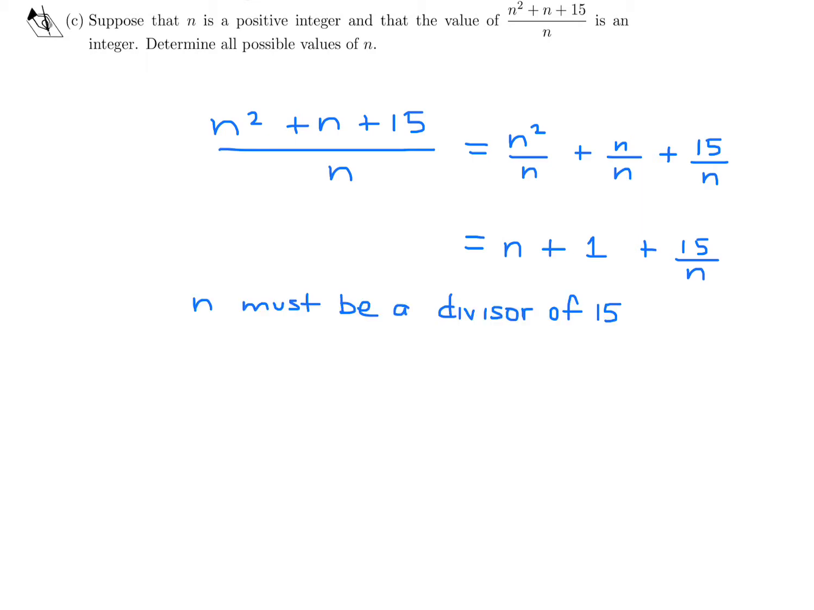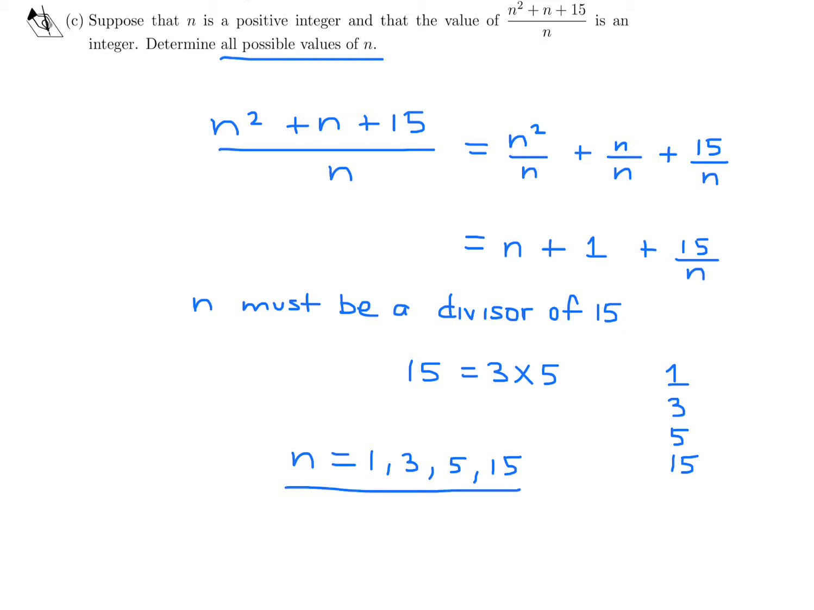Well, what are the divisors of 15? Well, 15 is 3 times 5. So the divisors must be 1, 3, 5, and 15. So that means n is equal to either 1, 3, 5, or 15. And what are they asking? Determine all possible values. Well, these are the possible values.